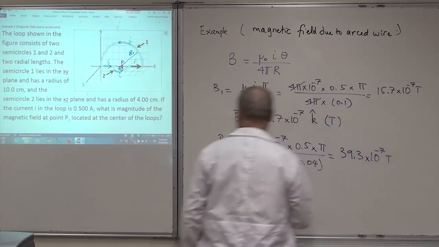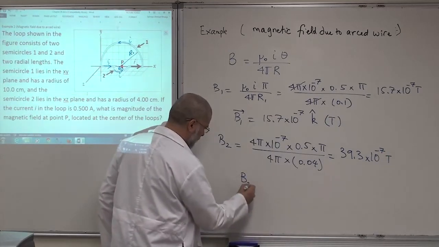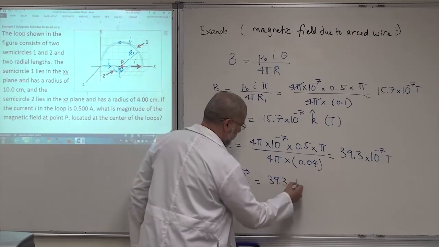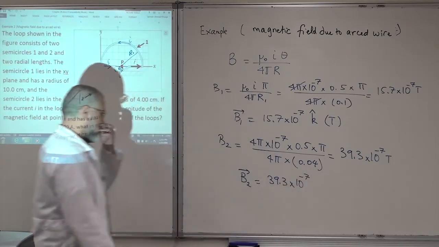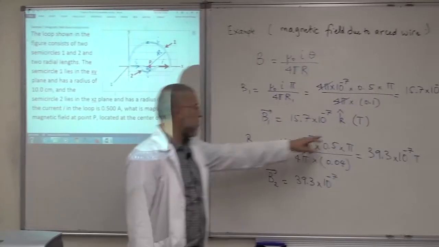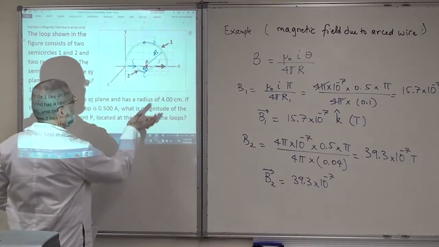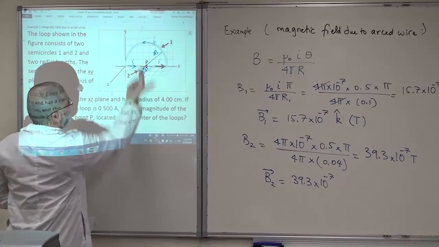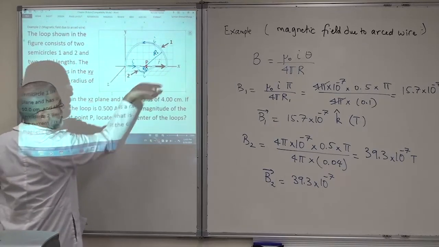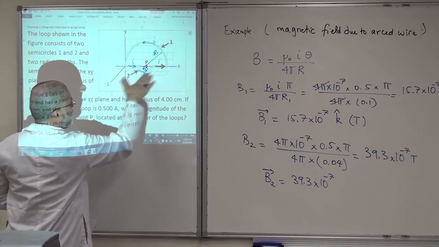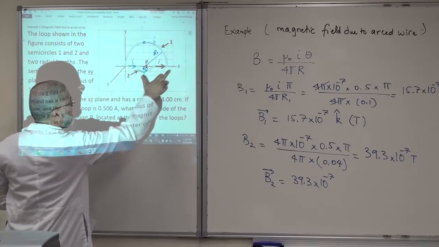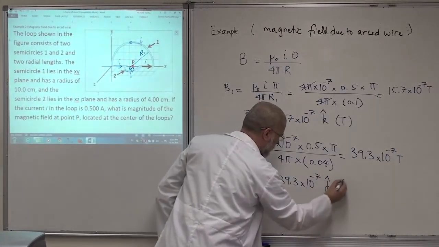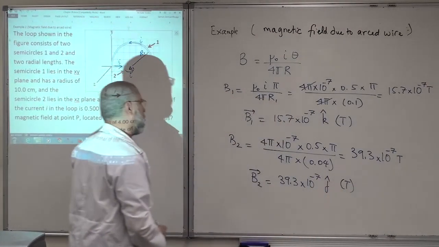That's the magnetic field. Now its direction. B2 is 39.3 to the power minus 7. Let's write which unit vector we have to use. This is the unit vector along the z-axis. Now the current is in this direction, so the magnetic field will be pointing upward. You see here the current is pointing upward, perpendicular to this plane, the xz plane, so it's along the y-axis. So I have to write here J, unit vector, Tesla. That's the magnetic field B2.